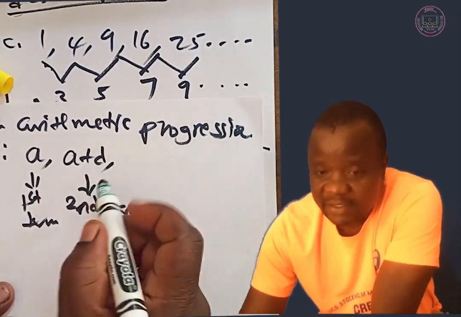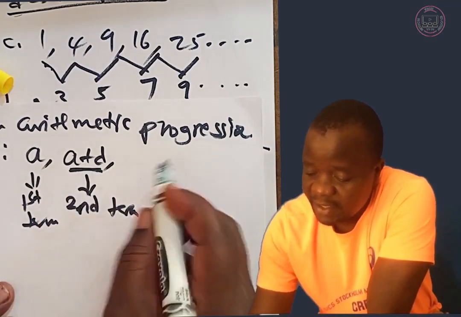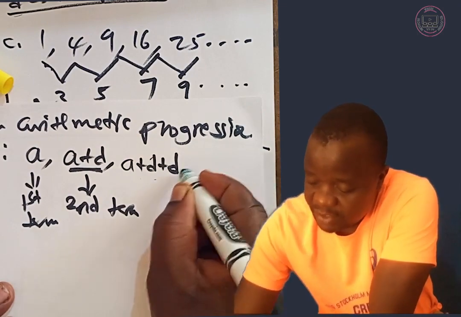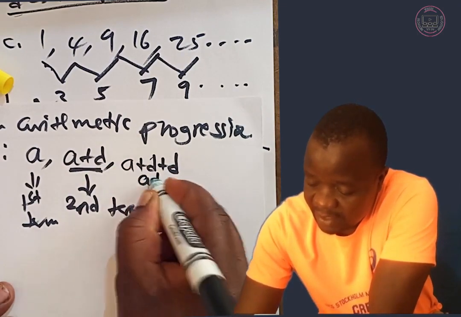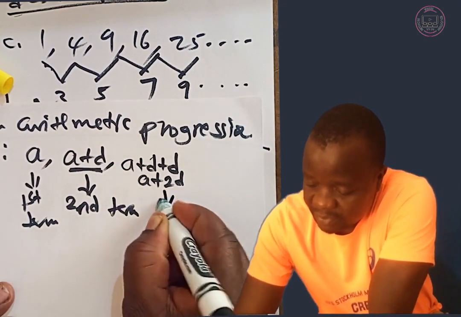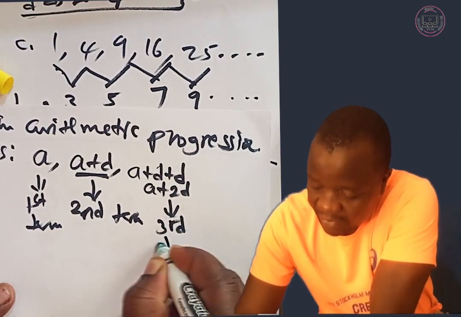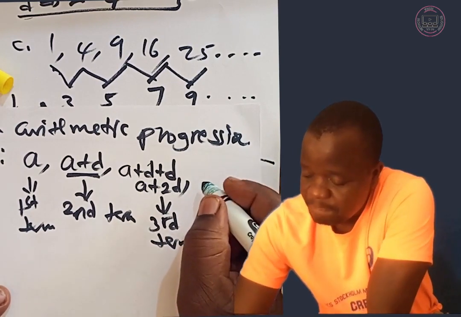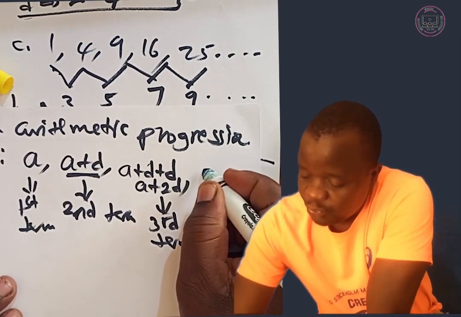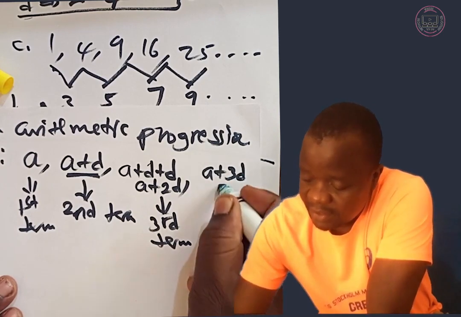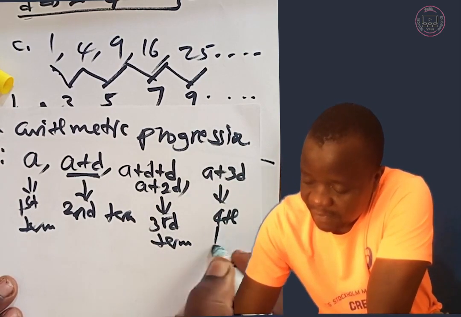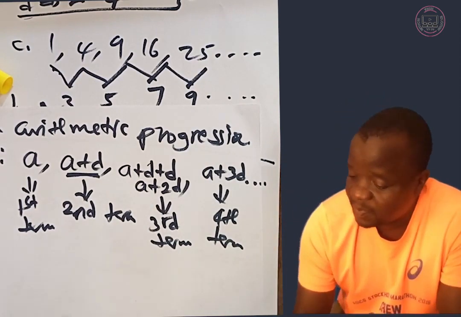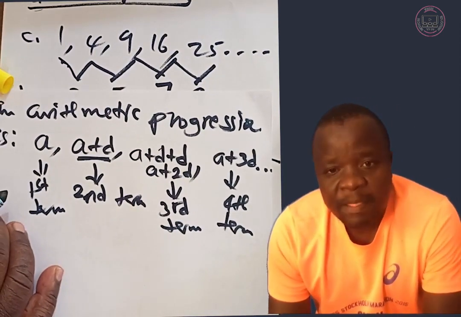It means for the third term, we are also adding a D here. We'll say A plus D plus another D, which is giving us A plus 2D, which means this is our third term. Then we can have our fourth term, which will be A plus 3D. So we see that an arithmetic progression will progress like that.